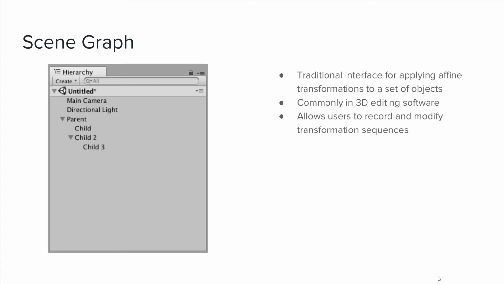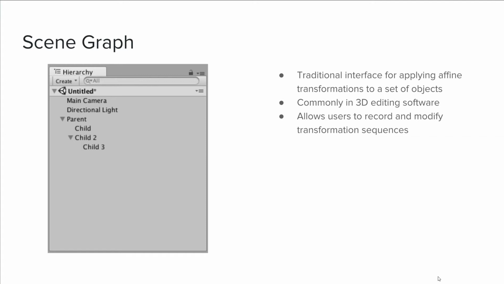OH Picker uses a scene graph. This is a traditional interface for users to apply transformations to a set of objects. It's commonly seen in 3D editing software such as a game engine's editor. It allows users to record a sequence of transformations applied to an object and revise any part of that sequence at a later time. OH Picker uses the scene graph in an analogous way. I chose this model because there's a growing number of users who are familiar with it. It also is an interesting challenge to program.